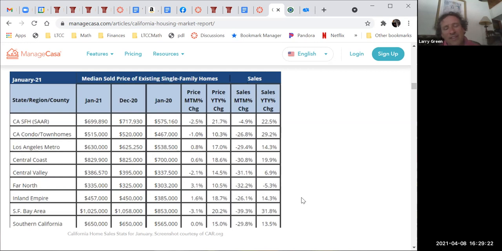So in statistics, we need to have some kind of quantification of how different numbers are. So we look at these and they're very different. The Bay Area's got $1 million, whereas the Central Valley is 386, and the California condos are 515, et cetera. They're all over the place. So there is a measure of how all over the place the numbers are.